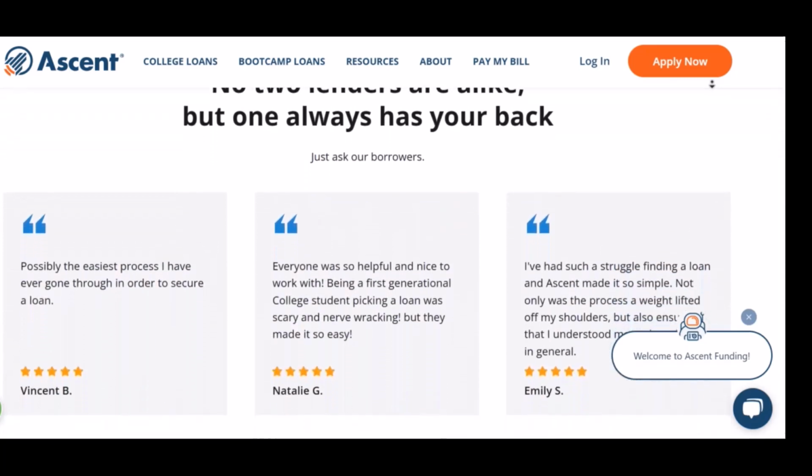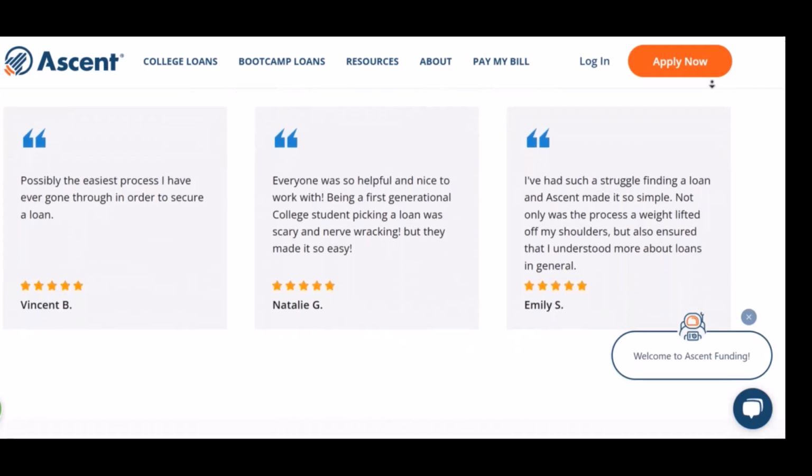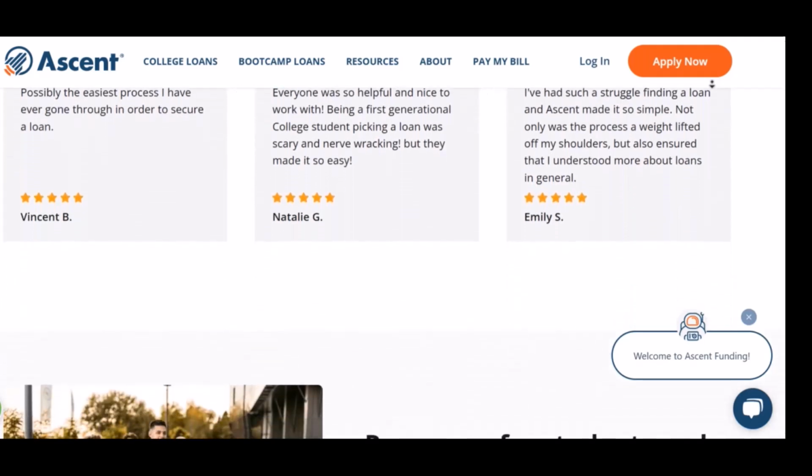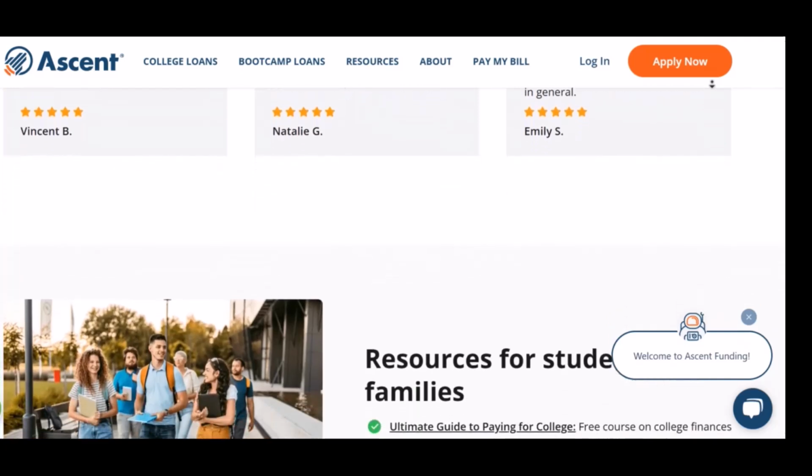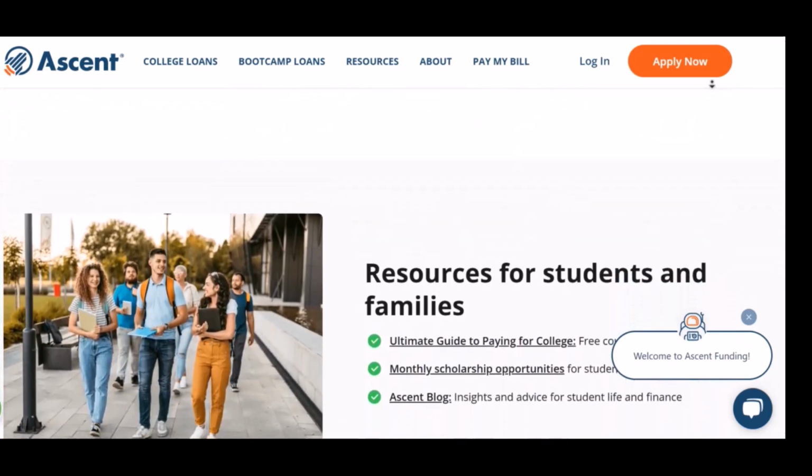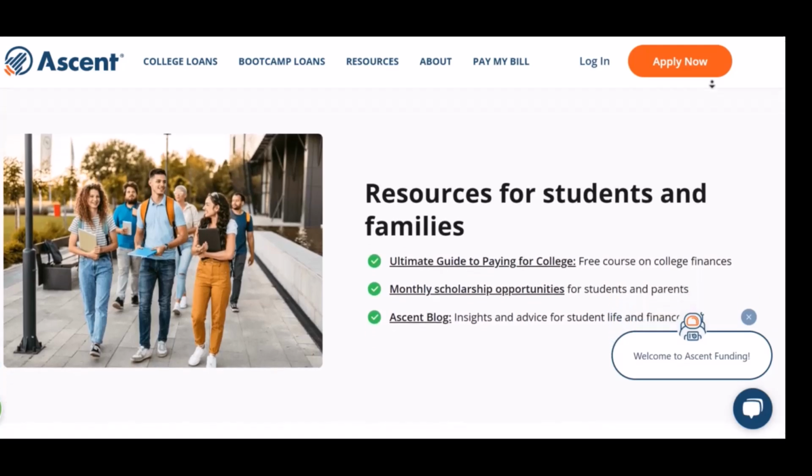Understand Ascent's communication channels. Monitor your email and Ascent's online portal for updates and requests. Plan ahead. Apply for your loan well in advance of your tuition due date to allow ample time for processing and disbursement.